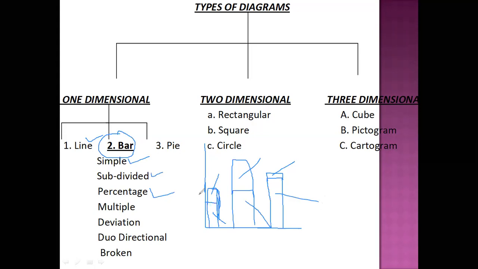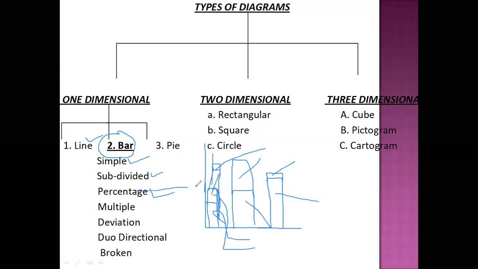So here is our subdivided bar diagram. See, this may be manufacturing expenses, this may be administrative expenses, this may be selling expenditure, and this part of the bar may represent interest, like that. So this is known as subdivided bar diagram.